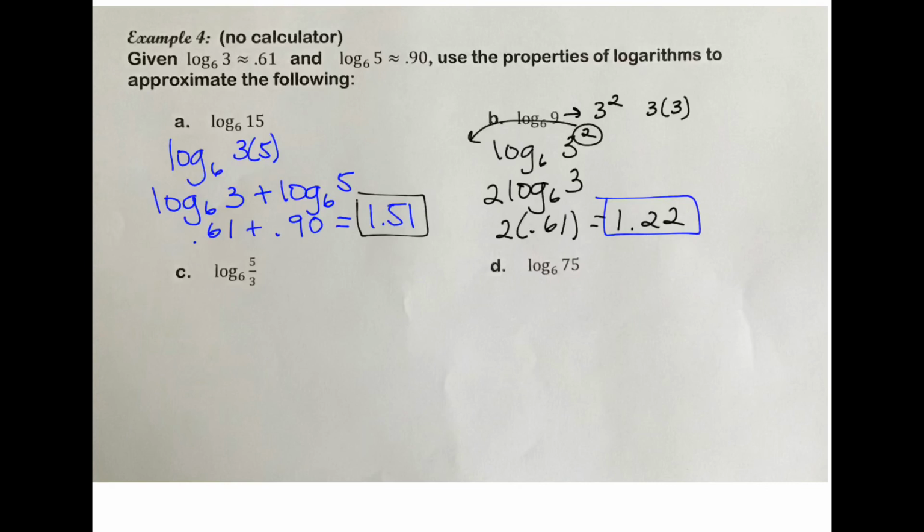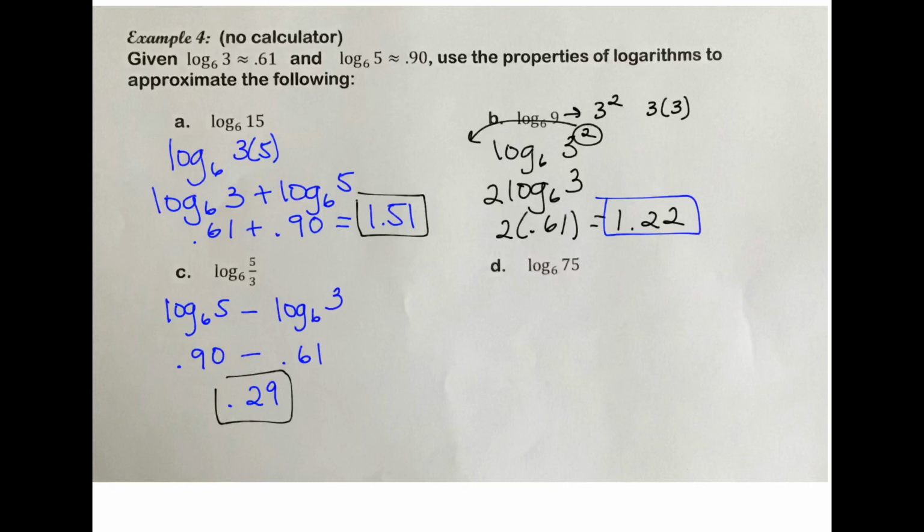Part C, we have division. So as you guys know, division expands into subtraction. So log base 6 of 5 minus log base 6 of 3. So then we would do 0.90 minus 0.61, which then that answer is 0.29. We might need to practice our adding and subtracting of decimals and multiplying of decimals.